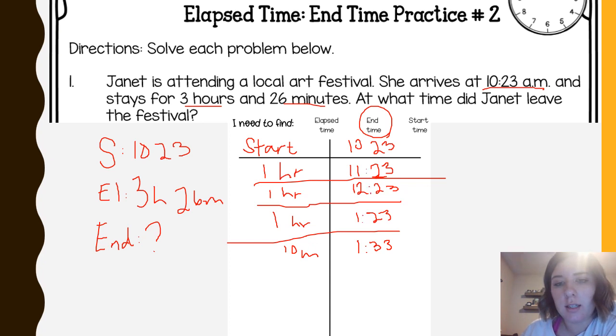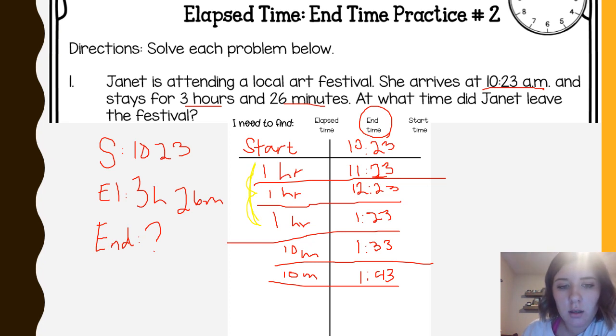Now I'm going to add another 10 minutes because I'm not done yet. I'm not at 3 hours and 26 minutes yet. Now I'm at 1:43. Okay, I've added 1, 2, 3 hours, right? And 20 minutes. I'm not done because I haven't added this 6 yet. So that's what I'm going to do. I'm going to add 6 more minutes. Now I know 3 plus 6 is 9, so 43 plus 6 would be 49.